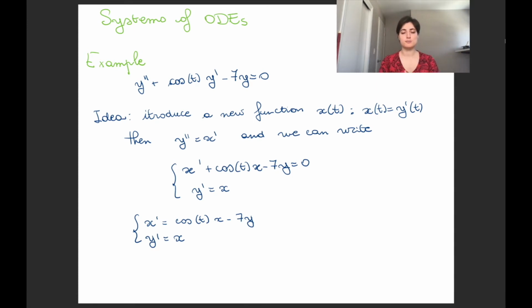When we write systems, it's usually normal to write the first derivatives all on one side and all the rest on the other. So we rewrite this as x prime equals something that depends on x, y, and t, and y prime equals something that, in this case, is very simple: y prime is equal to x. So we have turned a second order ODE into a system of two first order ODEs. It turns out we can do this in general.